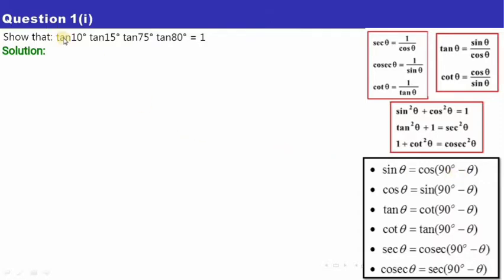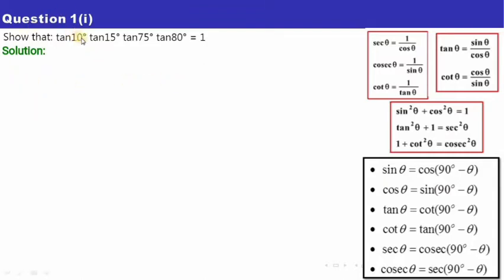Now we have: show that tan 10 degree, tan 15 degree, tan 75 degree, tan 80 degree equals 1. That's what we need to show. Whenever you solve problems on complementary angles, you always need to search for the pair of angles which gives you the total to be 90 degree.